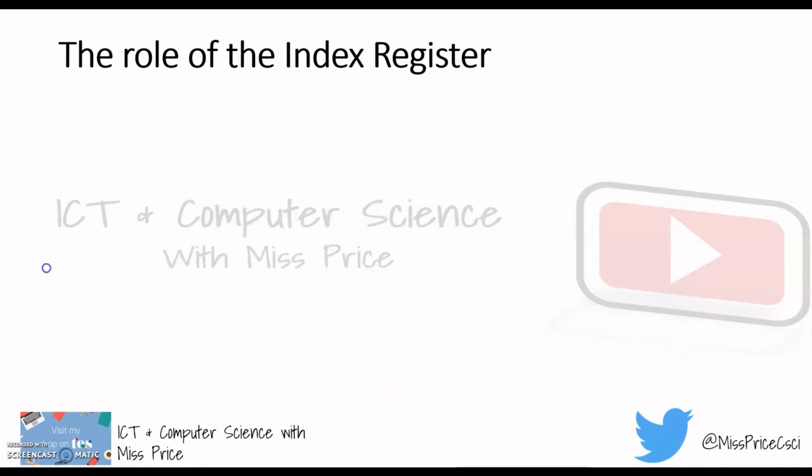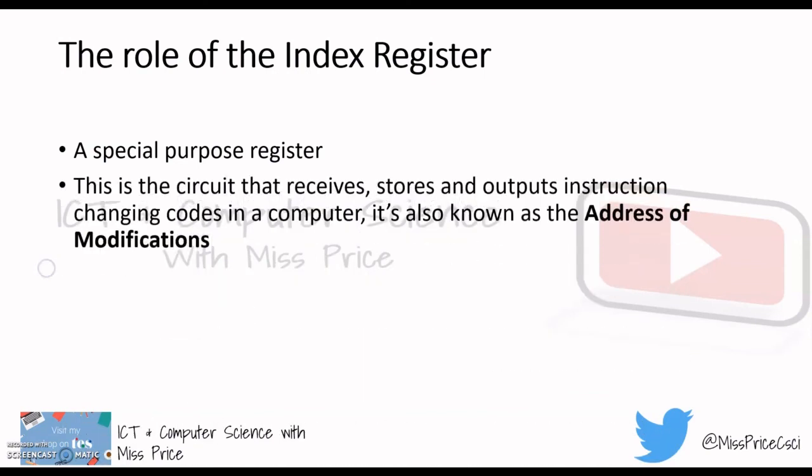Now we've got the index register. And again, this is the next special purpose register. And this is the circuit that receives and stores and outputs the instructions, changing codes in a computer. Okay, so it's also known as address modification. So basically what happens is, as we said, the circuit that receives, stores and outputs the instructions, and maybe the codes might need to change. Maybe something, I don't know, has been updated, something has been modified, and this is what the index register does. So it basically indexes all these instructions.